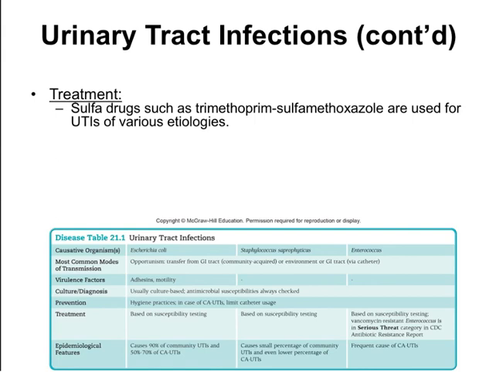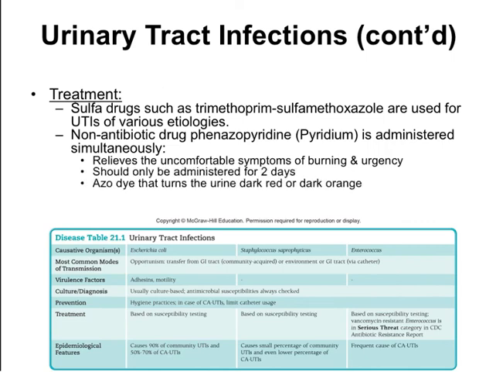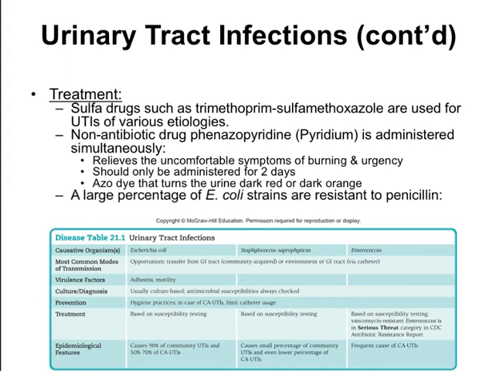How do we treat? Sulfa drugs can be used. Non-antibiotics such as Pyridium can be administered at the same time, and that relieves some of the symptoms of the burning and urgency. Usually a two-day course is recommended. The azo dye turns the urine dark red or orange.